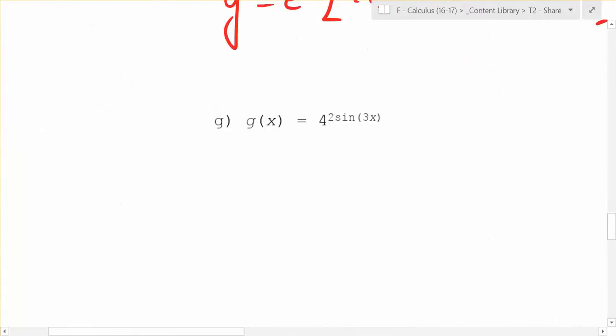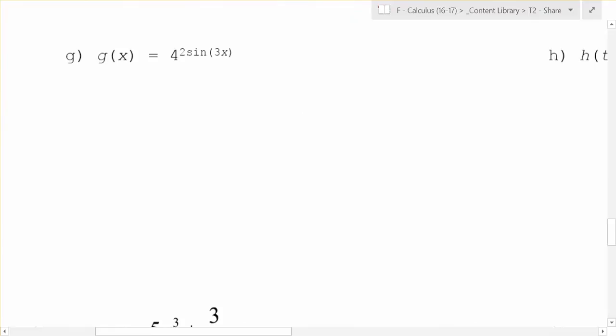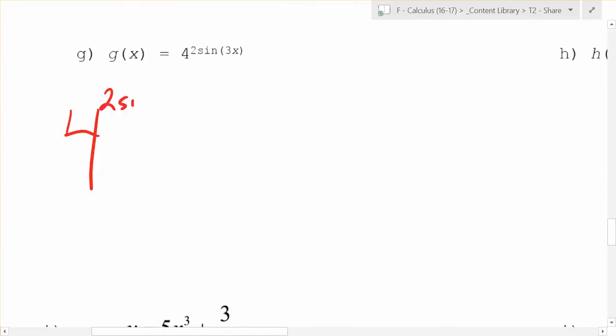I like it. Okay, let's make it a little bit more fun. Just up the fun level here. So in case you can't see it, this says 4 to the 2 sine of 3x.